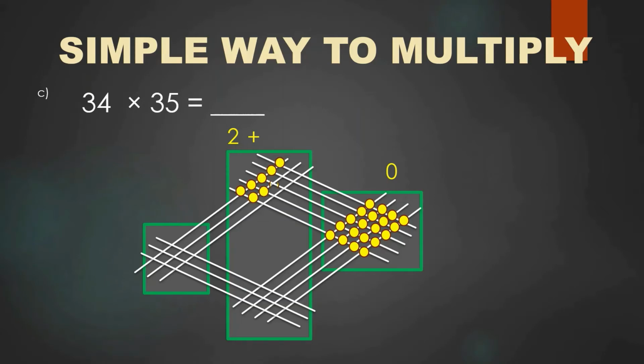2 plus 27 equals 29. Add 2 to the next group. 9 plus 2 equals 11. 34 multiplied by 35 equals 1190.